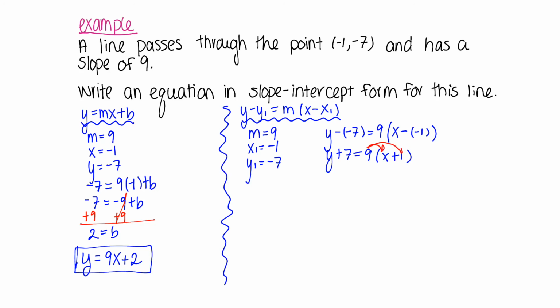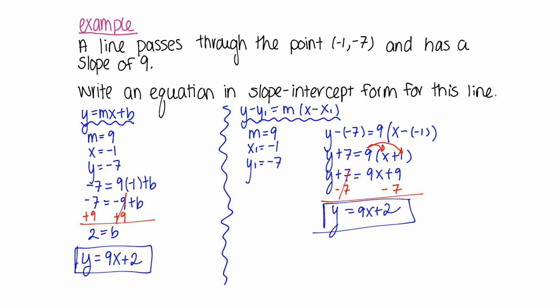Distribute. Y plus 7 equals 9x plus 9. Subtracting 7 to get the y by itself. Y equals 9x plus 2. So we got the same answer using that method.